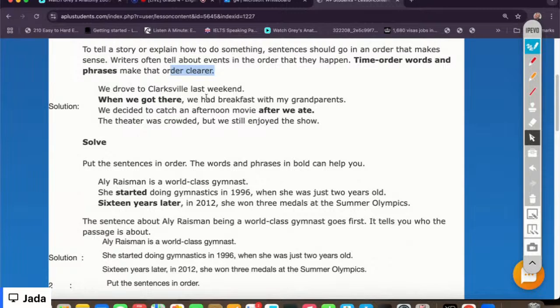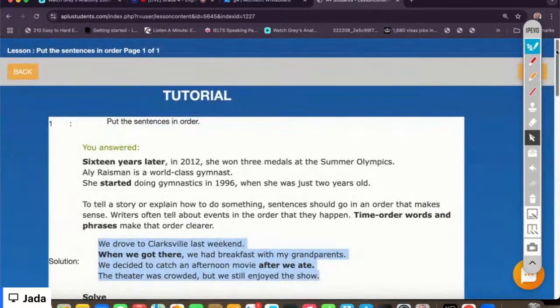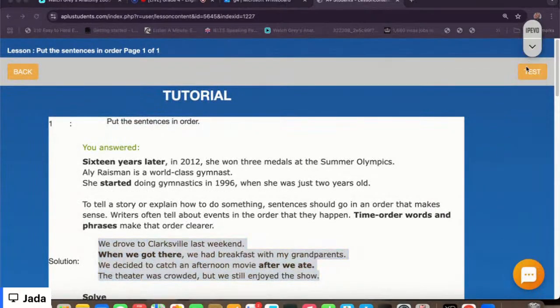We drove to Clarkville last weekend. When we got there, we had breakfast with my grandparents. We decided to catch an afternoon movie after we ate. The theater was crowded, but we still enjoyed the show. So as you can see this is putting an order, okay? It's telling you step by step how it happened. So we will move on to the test.